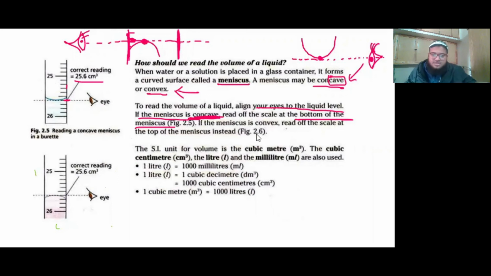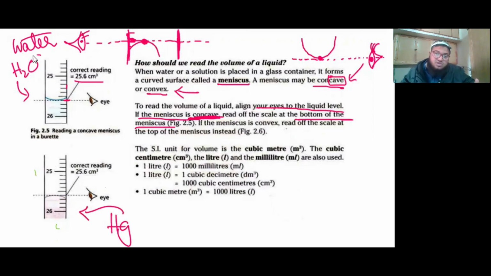I hope you understand how to read off the levels of liquids in different instruments by now. By the way, let me give you some very common examples. Water, your H2O, forms a lower meniscus, whereas mercury, on the other hand, forms an upper meniscus. Remember this because these two examples are very commonly asked in past papers, especially in physics and sometimes in chemistry.